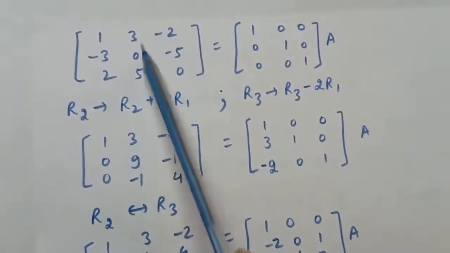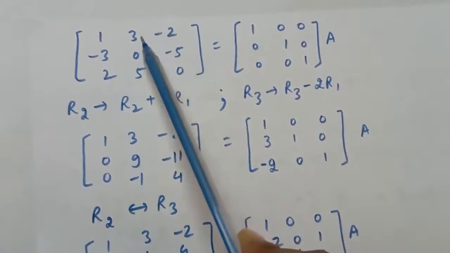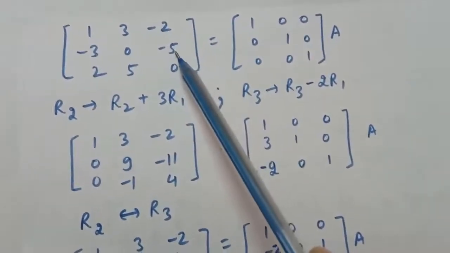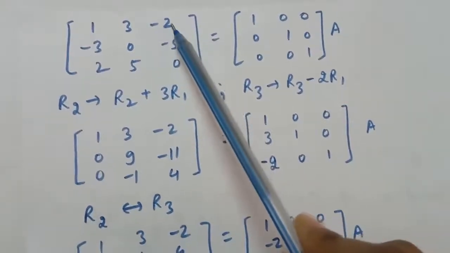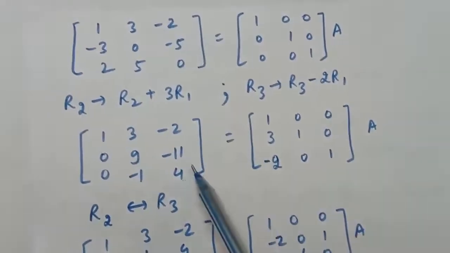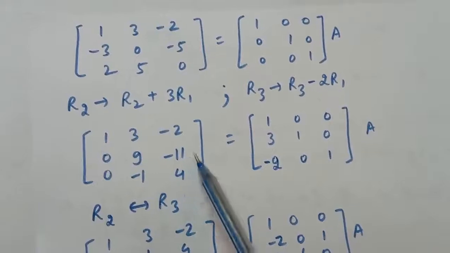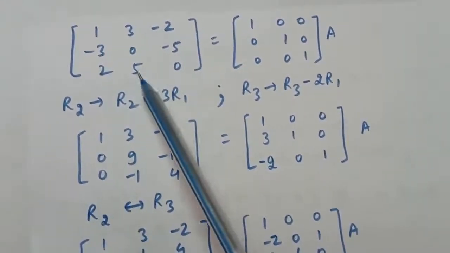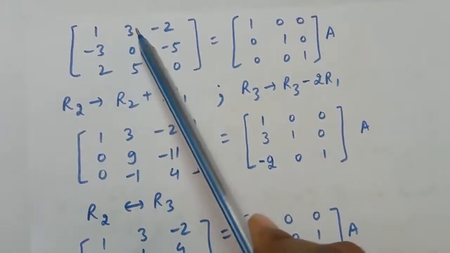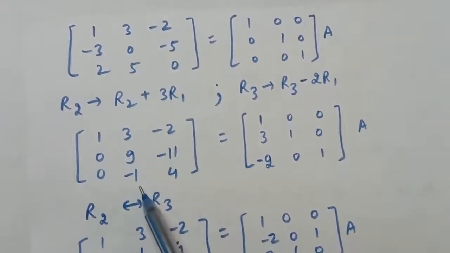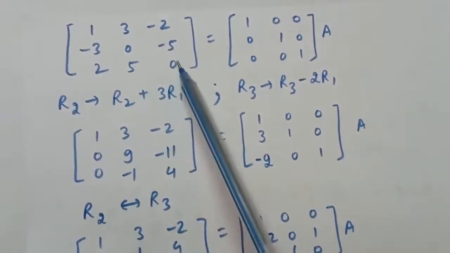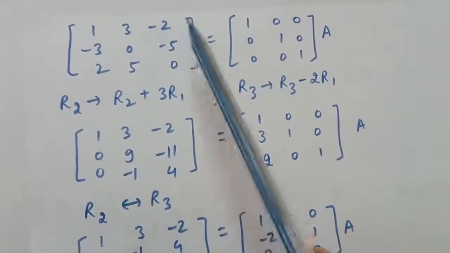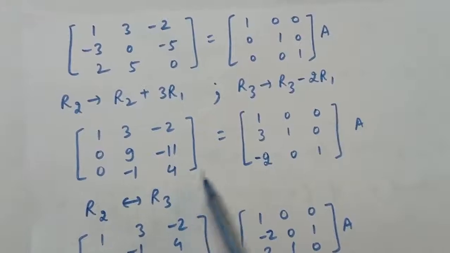Now 0 plus 3 times 3 will be 9, and minus 5 minus 2 into 3 will be minus 11. Now for row 3, this is 0. This will become 5 minus 2 into 3, therefore minus 1. And 0 minus 2 into minus 2, therefore it will be 4.